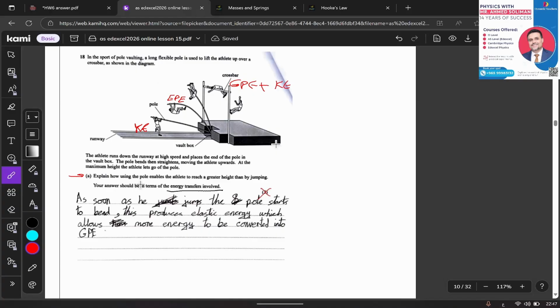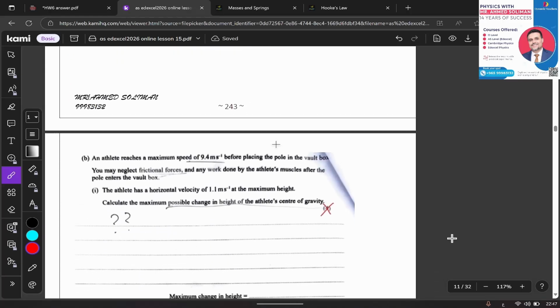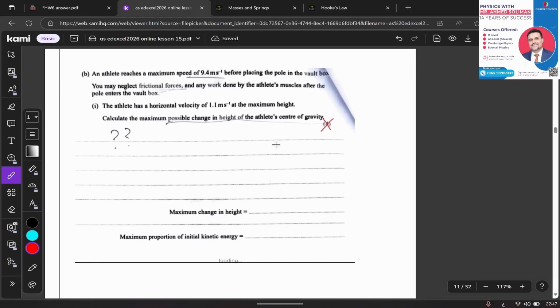By the end, we need to write what? It says explain how using the pole enables that. You can write that the elastic potential energy stored in the pole is greater than the elastic potential energy stored in the person. This is why it will give a greater gravitational potential energy. Okay, do you understand? Yes. Okay, now let's continue.